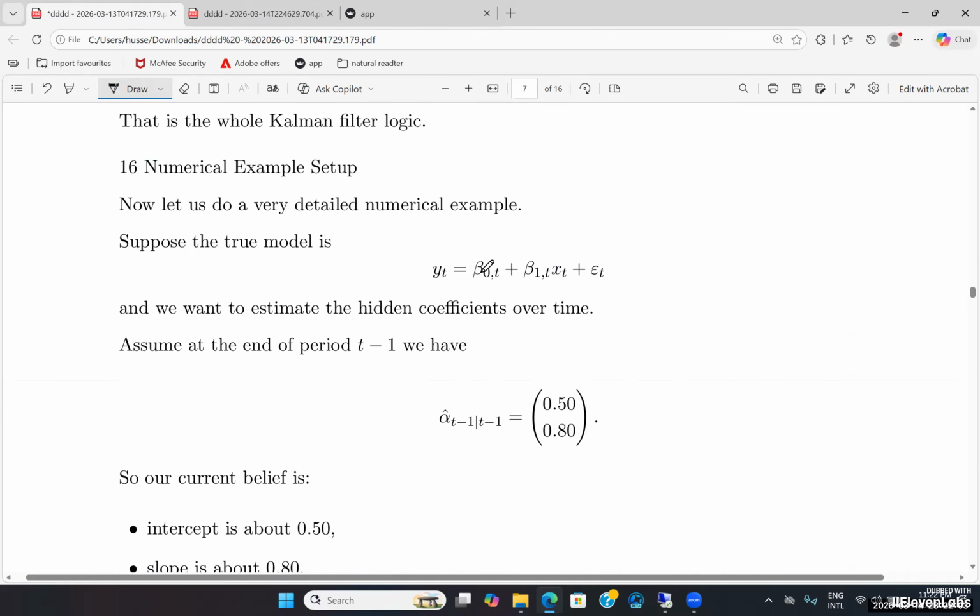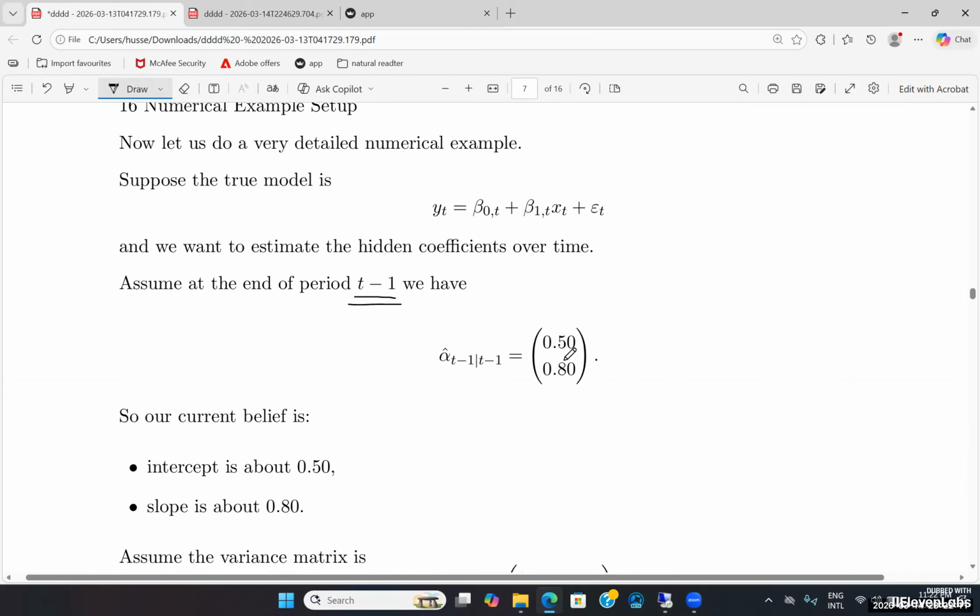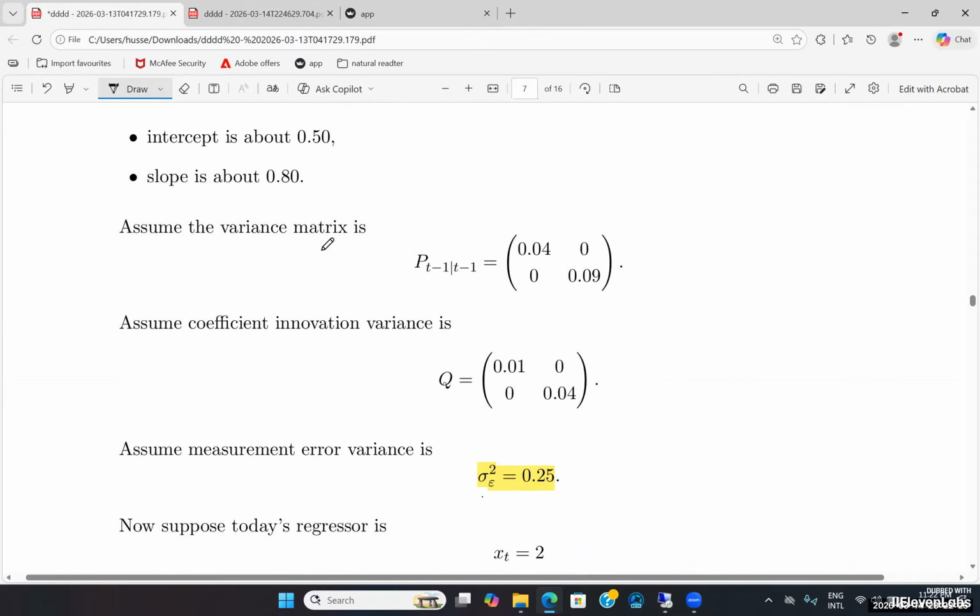It would be significantly easier if we considered a numerical example. Let's consider a scenario where, at the conclusion of period t-1, which of course refers to the immediately preceding period, we had derived these coefficients. Specifically, we found a value of 0.5 for the intercept term, and for beta 1, we determined it to be 0.8. I just want to emphasize that the 0.5 value is for the intercept. That is specifically for the first beta version.